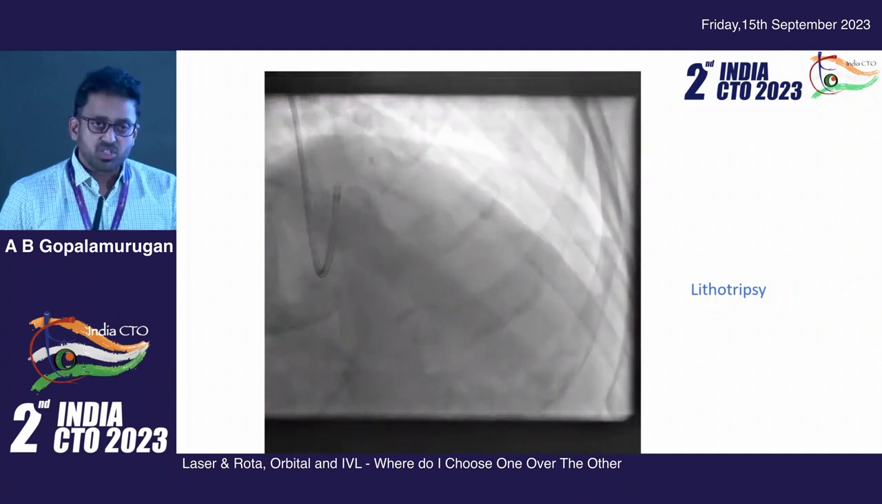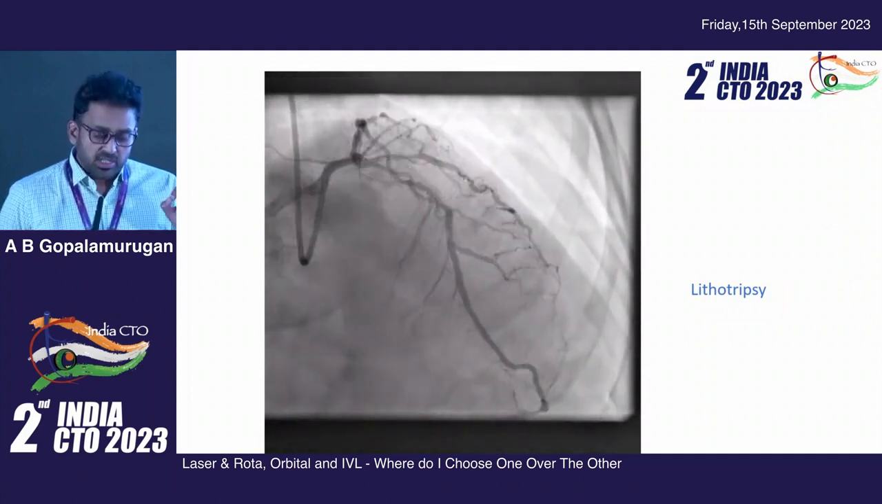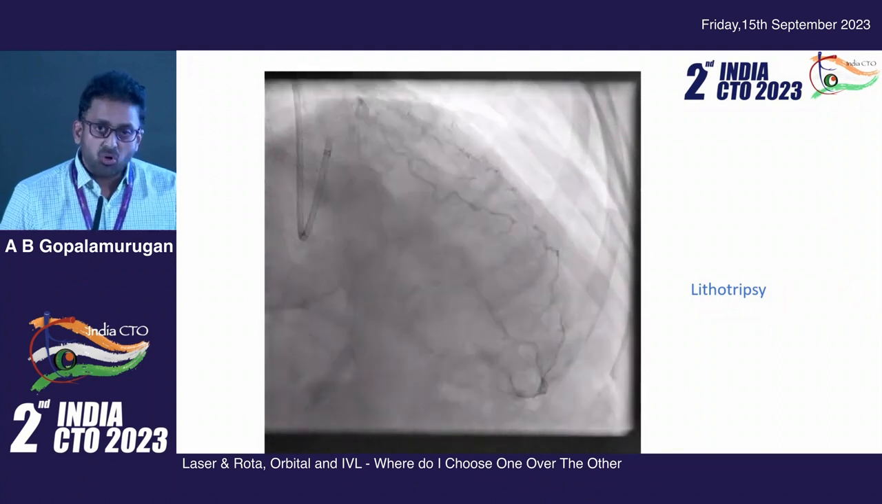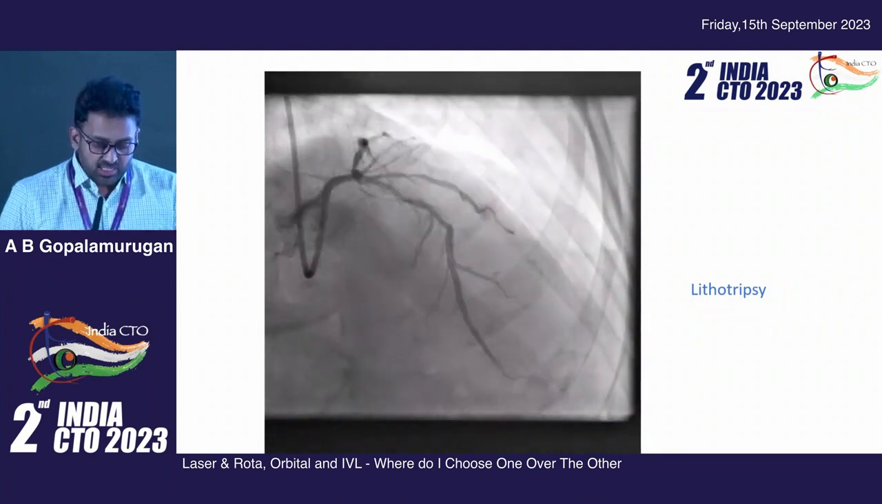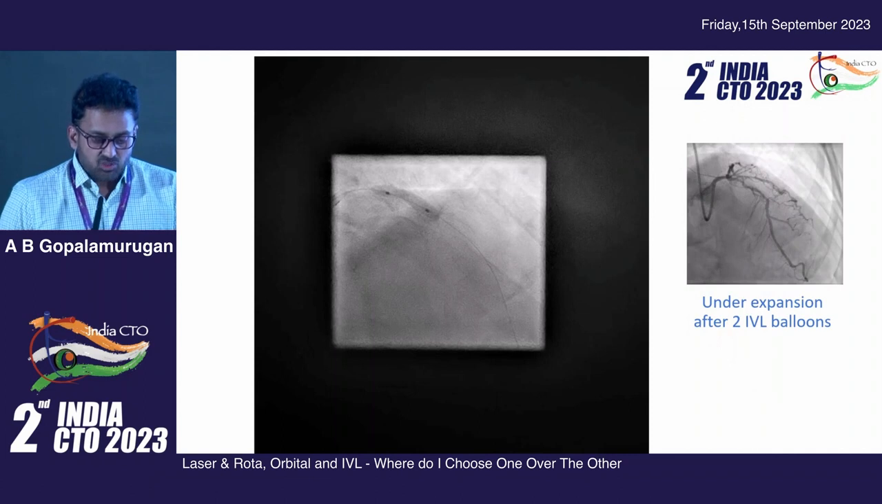I don't have the IVUS images, but this patient, luminally, there was not much calcium. It was all more abluminal, quite significant calcium. And this is with a lithotripsy balloon at the proximal lesion. You can see here, I hope you can see my cursor. Probably not. So you can see this lesion was not yielding there. This is after 2 IVL balloons after having exhausted all the pulses from there.